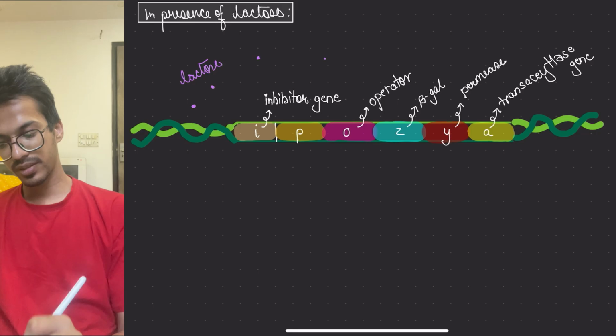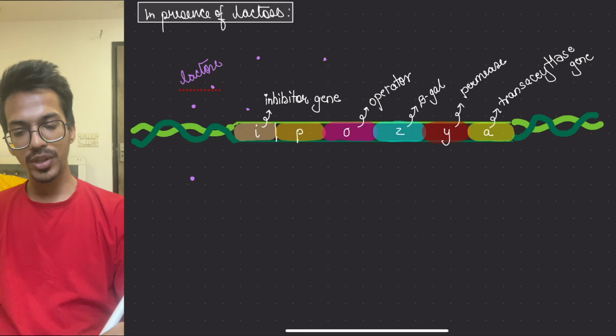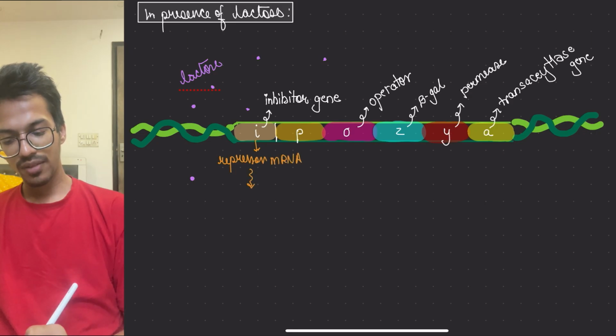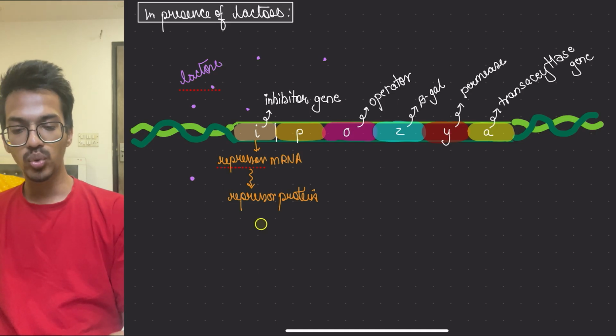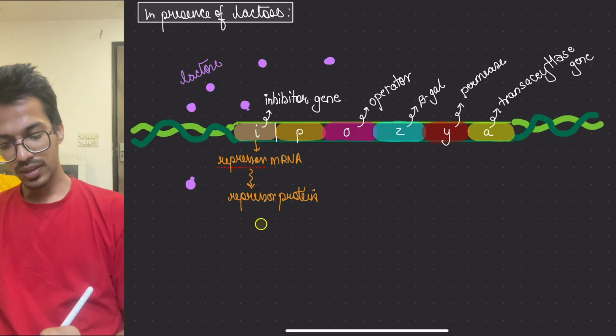Everywhere lactose is present. Now what will this lactose do? All the time the inhibitor will be making the protein. So the inhibitor will be making the repressor mRNA. That repressor mRNA will be making the repressor protein. But this time this repressor protein is not able to do the work because of the lactose. So lactose is present, and this lactose will go and bind with it.